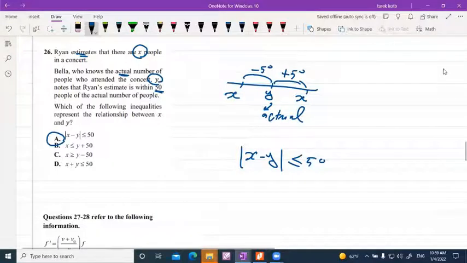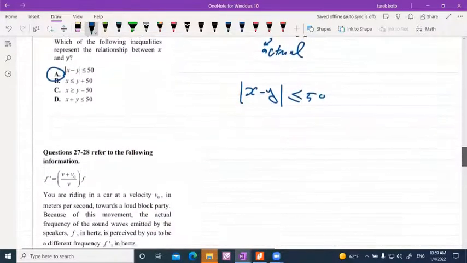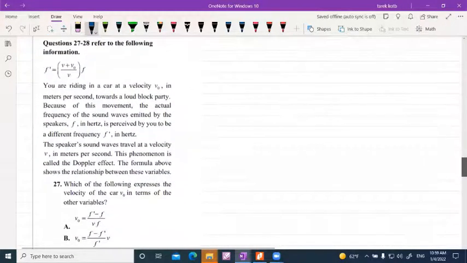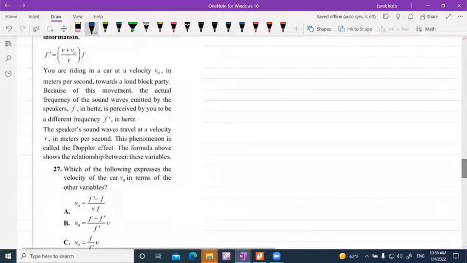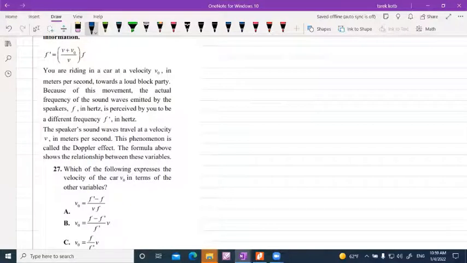The next one, I have big equation here, formula f dash equals v plus v0 over v. In such problems, you don't need to read all that, go direct to the question. Okay, which of the following expression expresses the velocity of the car v0 in terms of the other variables? I want to get v0, means I have to rearrange this equation to start with v0.